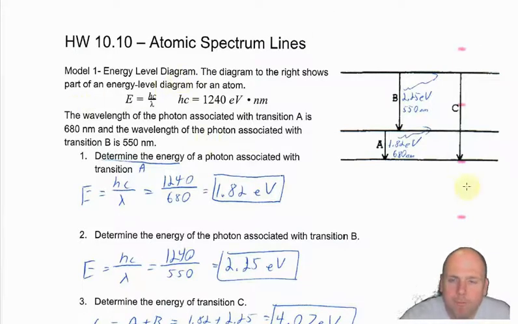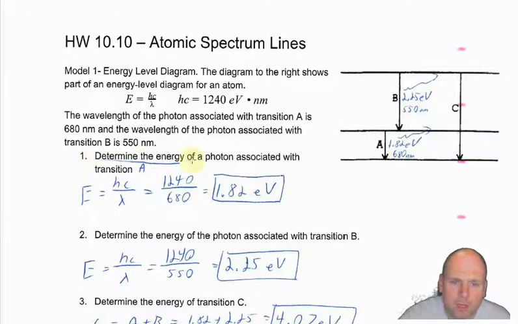First question, Model 1. Model 1 is a 3-level electron diagram. So I can be at the ground level, I can be at level 2, or I can be up at level 3. I've already given you some info about the A drop and the B drop. B is from 3 to 2, A is from 2 down to 1, and C is from 3 all the way down to 1. And I've given you the numbers. Numbers don't really matter. We know the wavelength of A and B. A is 680 nanometers, B is 550 nanometers, and C is some unknown thing.